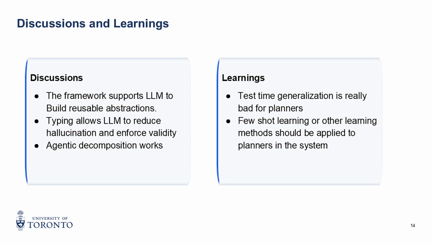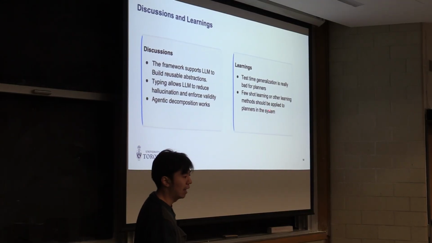So the discussion is, we learned that the framework does support the LLM in building reusable abstractions, as our librarian and developers are doing a good job from human evaluation. And the typing system allows the LLM to reduce hallucination. The decomposition actually works, but the test-time generalization for the planner is really bad, and we should use some few-shot learning techniques or other learning methods to help the planner do better planning.